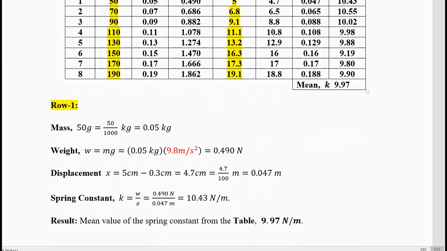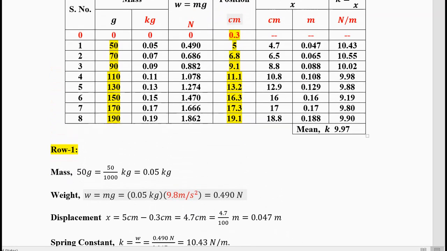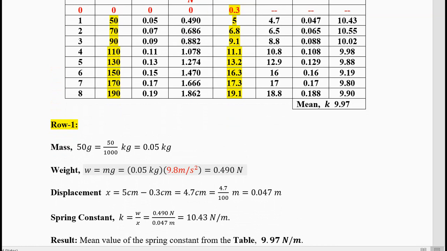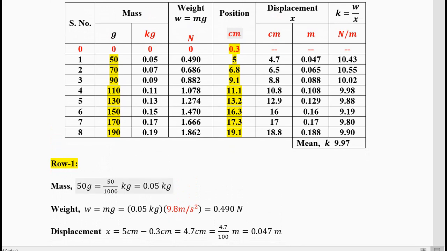Now I will show you the calculations in more detail. The mass is 50 grams. Divide by 1000, you will get 0.05 kg. Write it here. Then weight is W equal to mg, 0.05 kg into 9.8 meters per second square. You will get 0.490 newtons here, written here. We are doing the first row calculation.